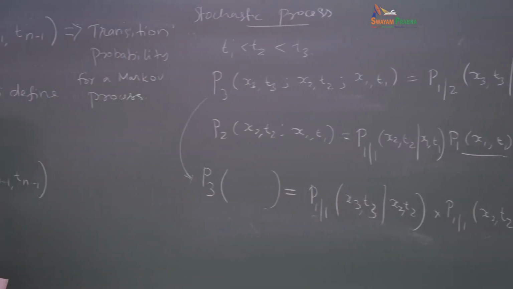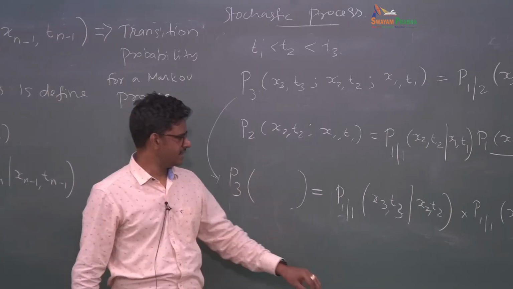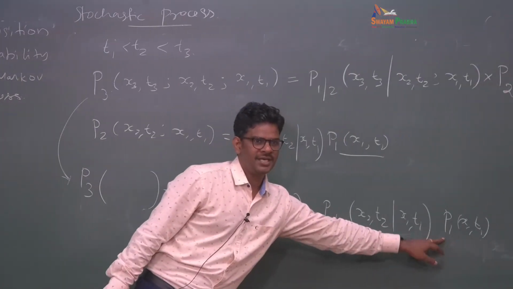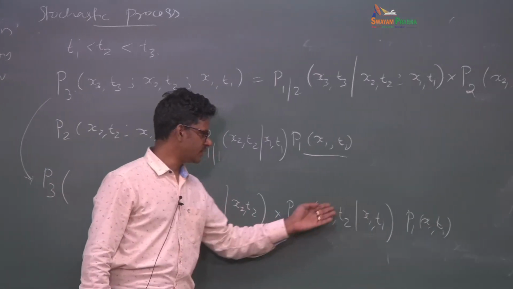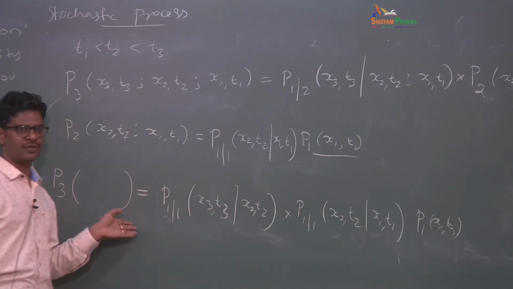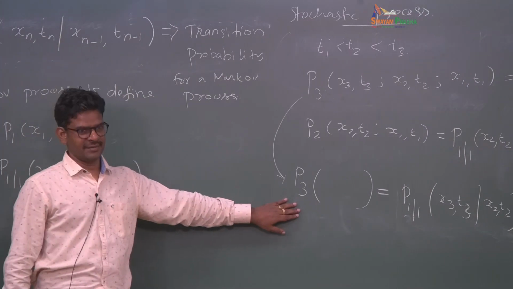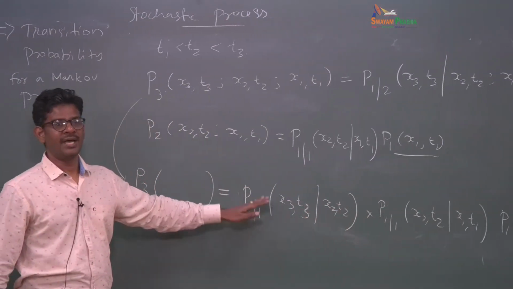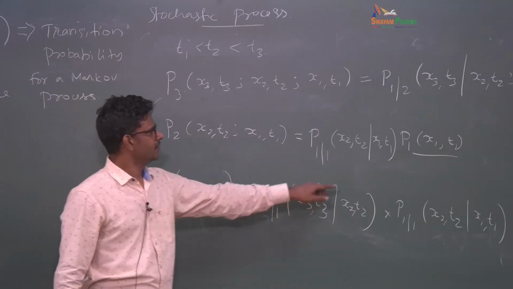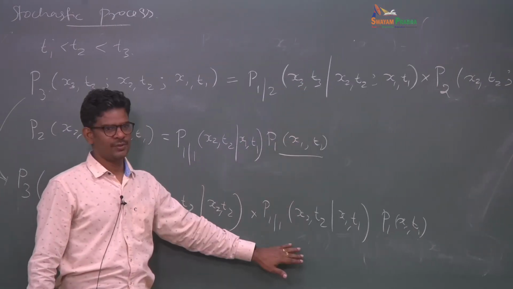So what we are saying is that a 3-point distribution can be simply written as a single point distribution for x1 and subsequent multiplication of transition probabilities from x1 to x2 and x2 to x3 and x3 to x4 and so on. So for any large trajectory, for any n, you should be able to write this kind of a recursive relationship, and this is only possible because we were able to simplify this transition probability. If this was not the case, we won't be able to write like this.